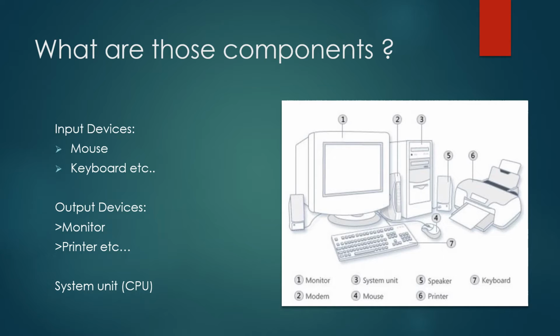Input devices: the data we provide to the computer is called input, and the devices are called input devices, for example mouse and keyboard. Output devices: the data which we retrieve from the computer is called output, for example monitor and printer. The system unit is the central processing unit. We'll discuss this in our next slide.